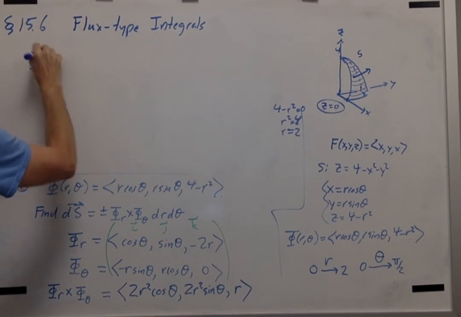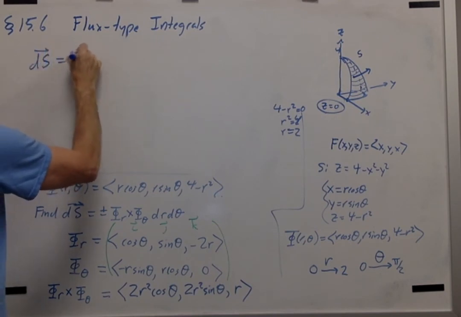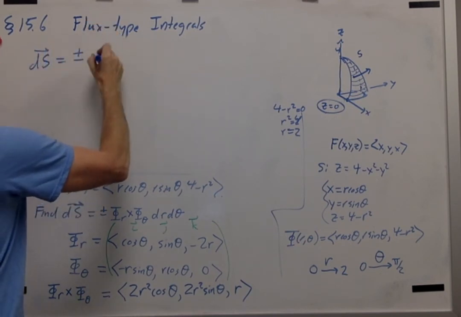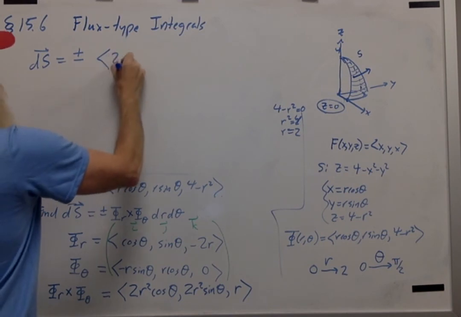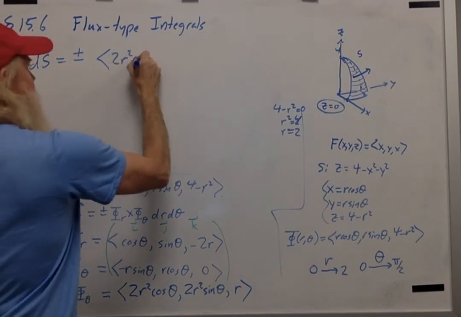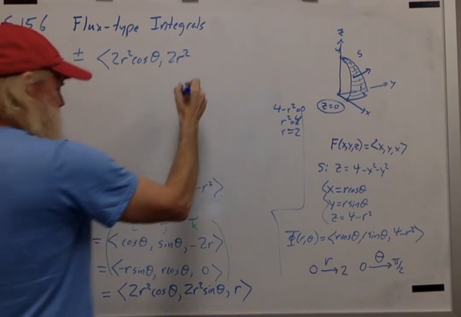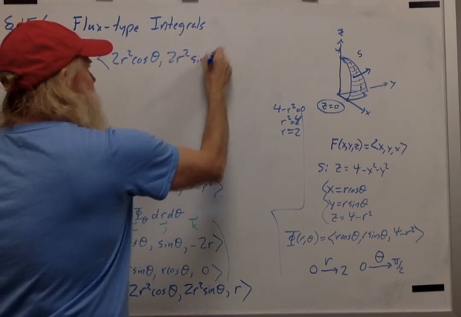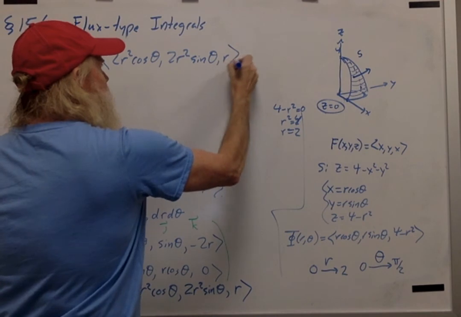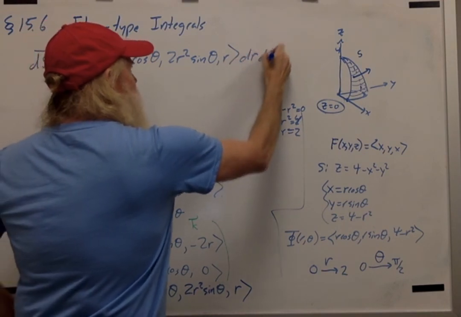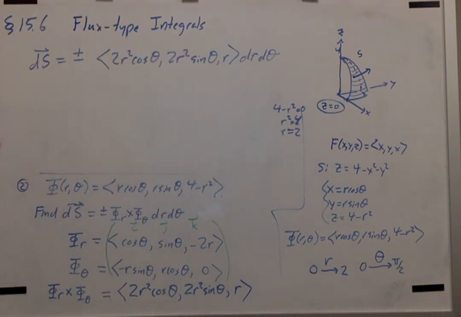So bringing this back to the top, big vector dS is going to be plus or minus (2r squared cosine theta, 2r squared sine theta, r) dr d theta.